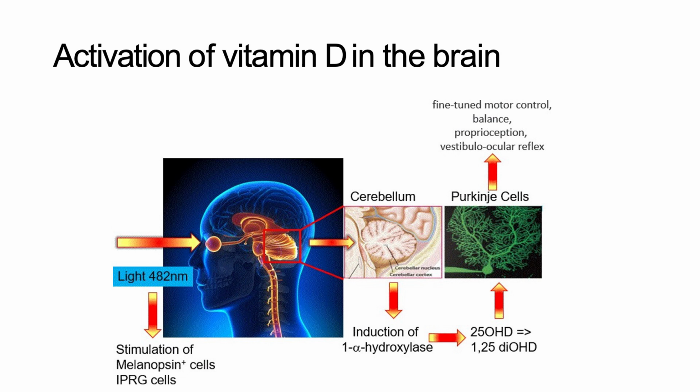So there was some interesting data that came out a couple of years ago about the need for sunlight on the eye to activate vitamin D in the brain. So it's slightly different to the rest of the body. You need this stimulation on the eye. So that was part of it.